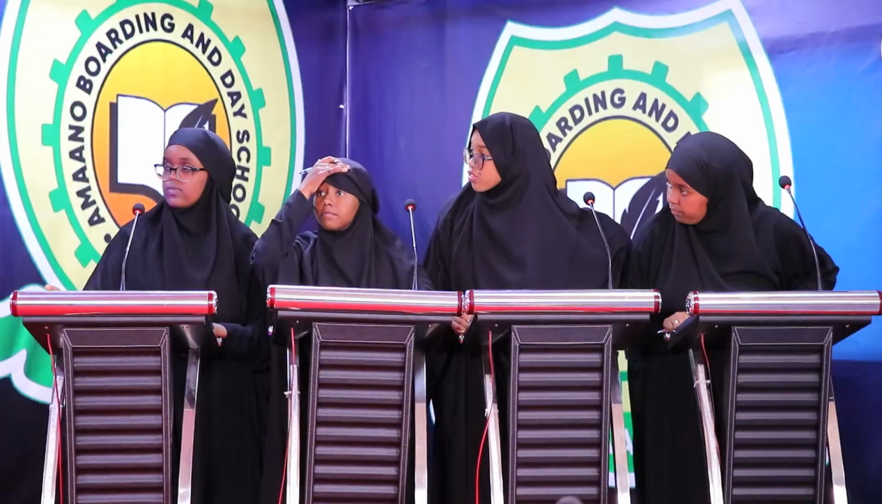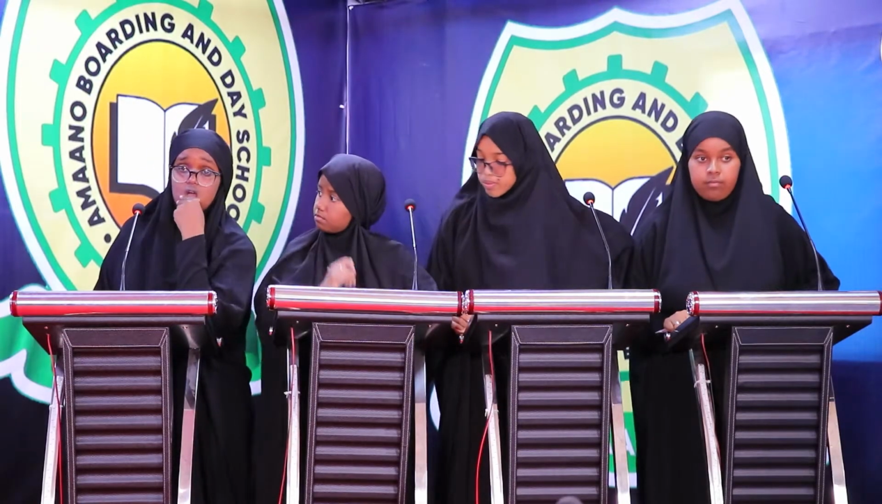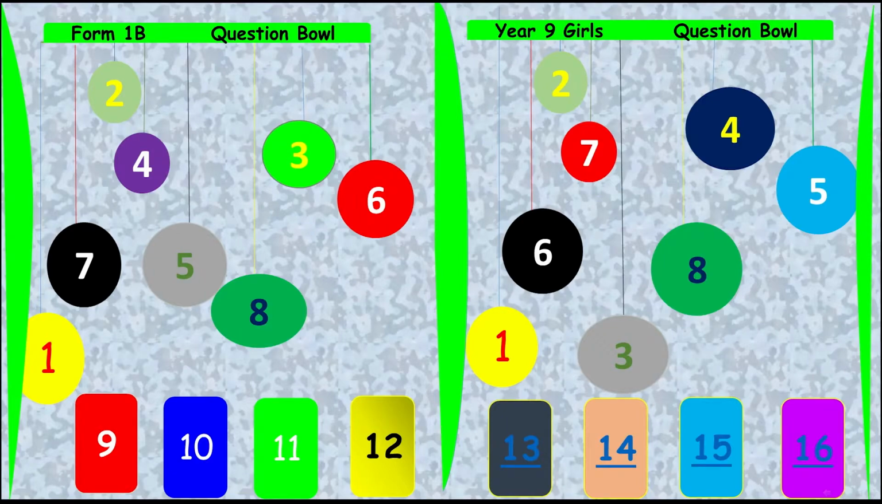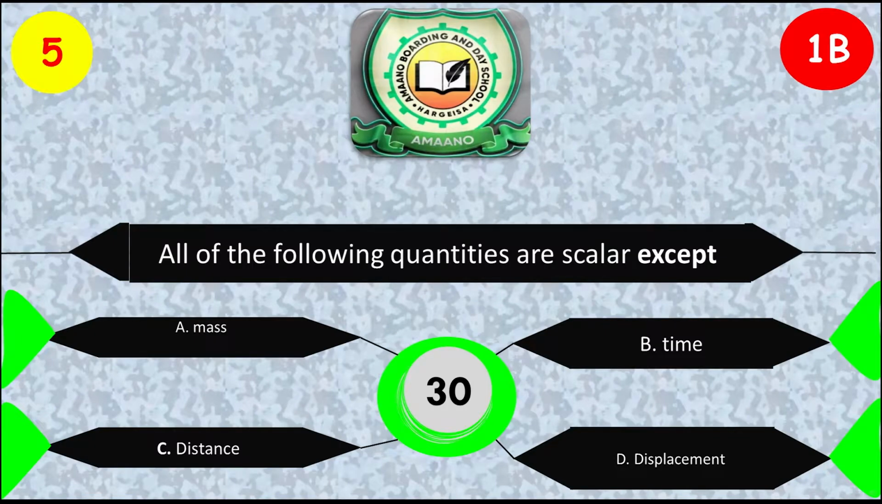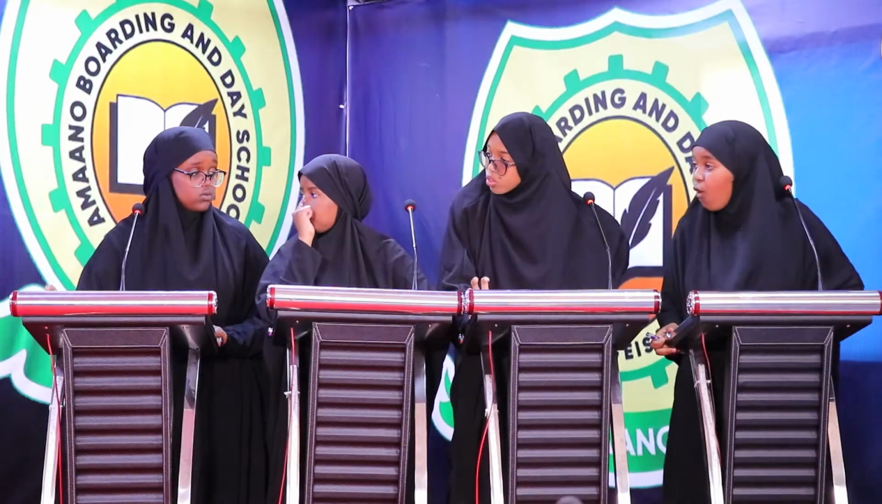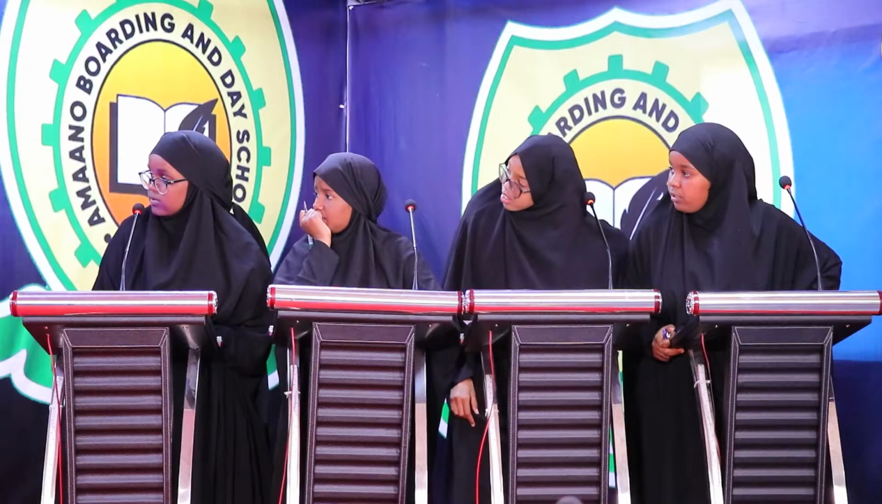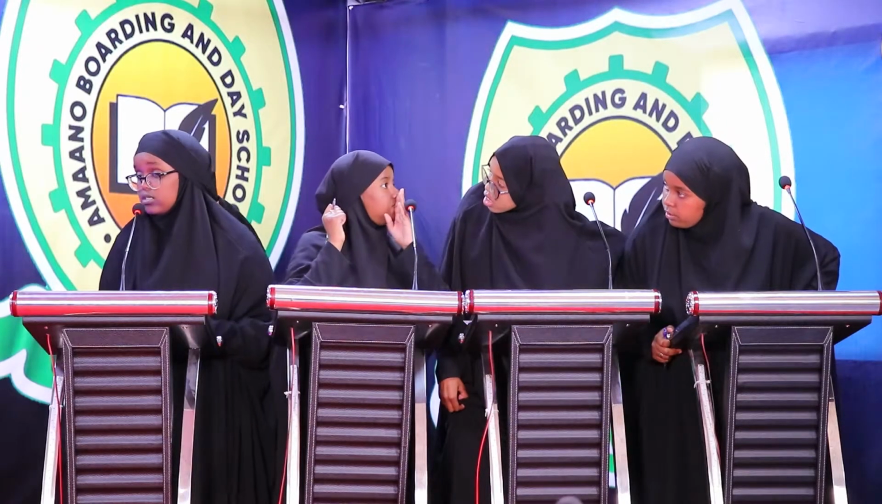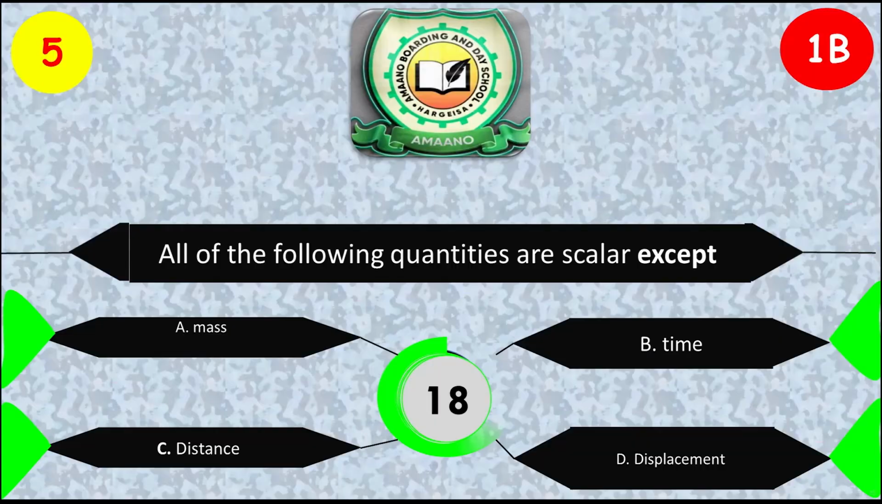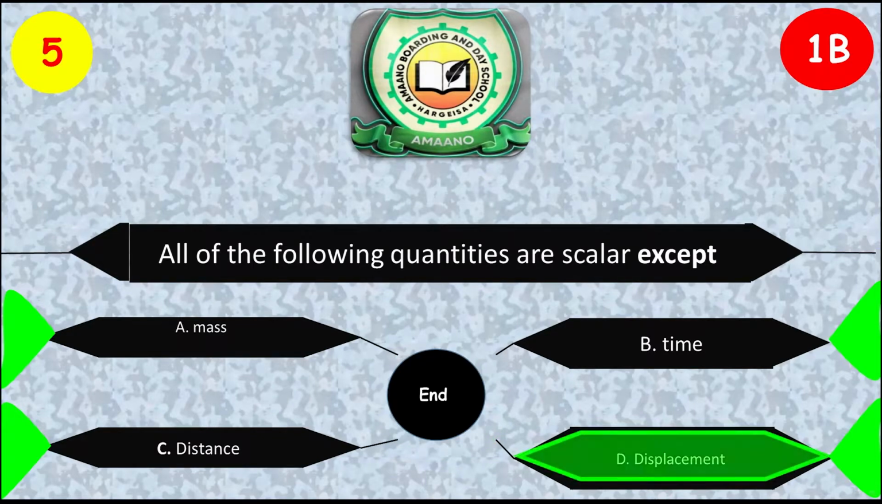One B. Five. Number five. All the following quantities are vectors except mass, time, distance, displacement. Yes? The displacement. That's right.